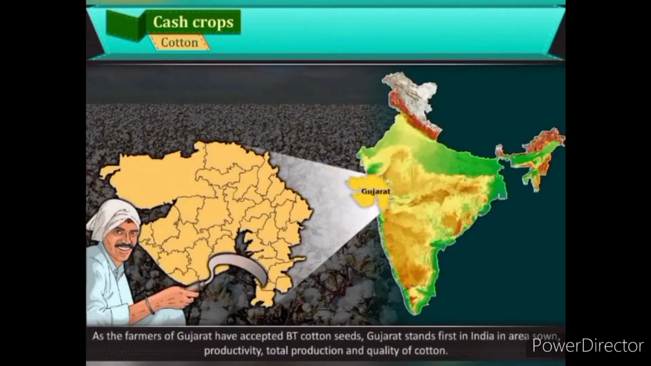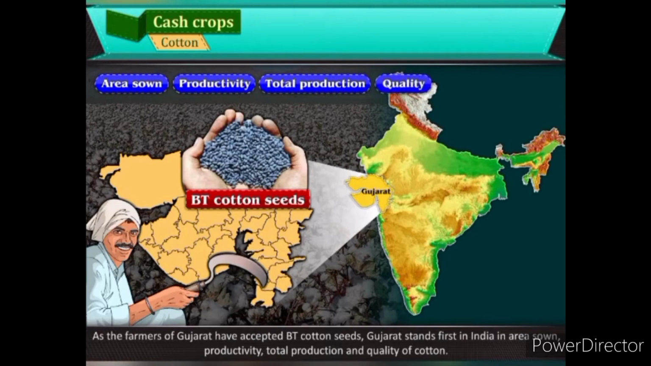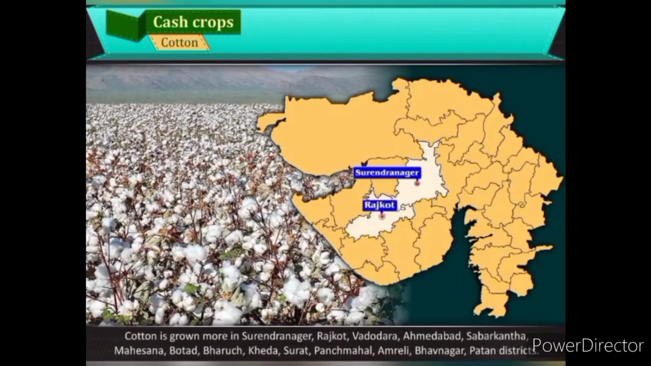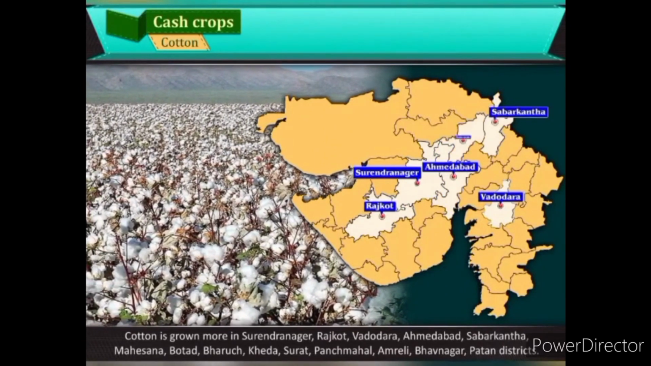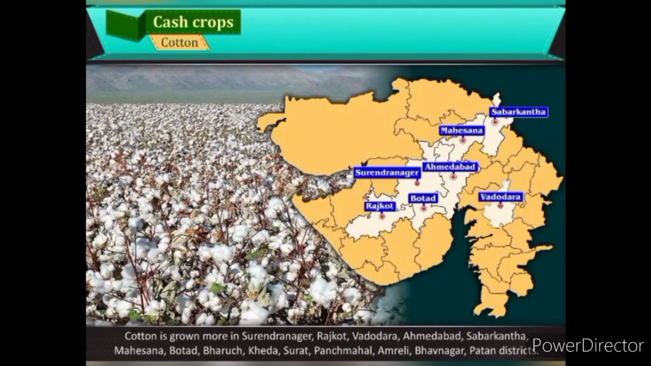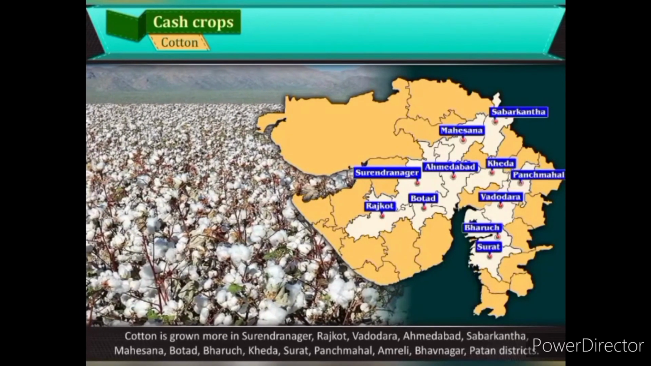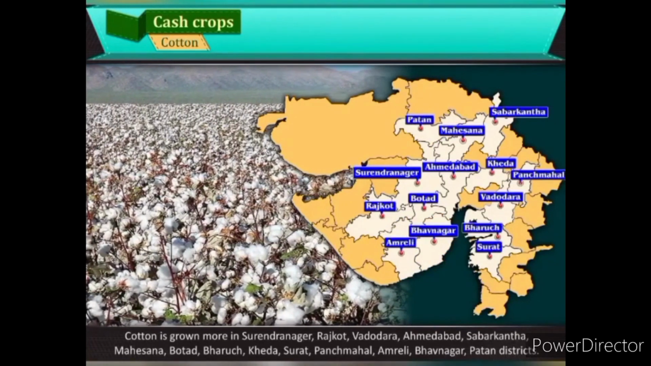As the farmers of Gujarat have accepted BT cotton seeds, Gujarat stands first in India in area sown, productivity, total production and quality of cotton. Cotton is grown more in Surendranagar, Rajkot, Vadodara, Ahmedabad, Sabarkantha, Mahisana, Botad, Bharuch, Kheda, Surat, Panchmahal, Amreli, Bhavnagar, Patan districts.